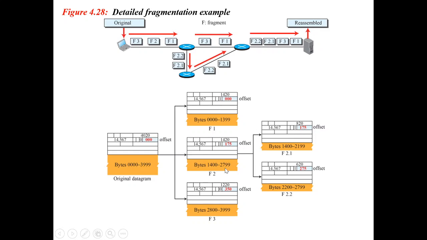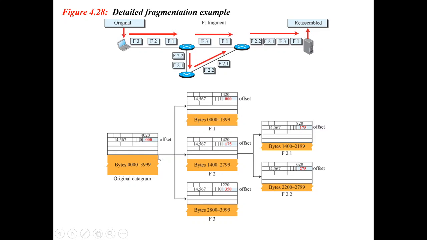Now see here the fragments are shown in detail. This is the original datagram. Here this is the M flag, which is 0, meaning that this is the last fragment or the only fragment from the original datagram, and this value indicates the offset value.